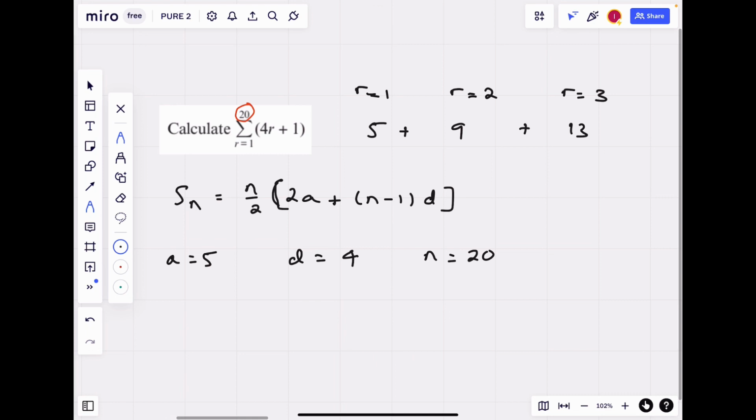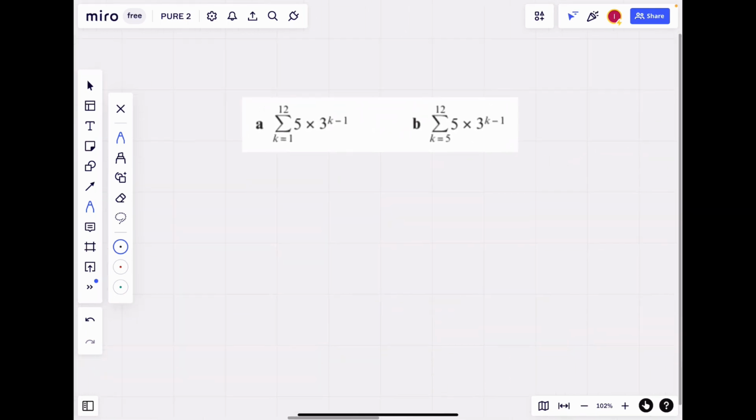So now we can work out S20 by substituting those values in. And when you do that, you get 860. So though the question looks very simple, there's a bit more to it. There's a bit of working out.